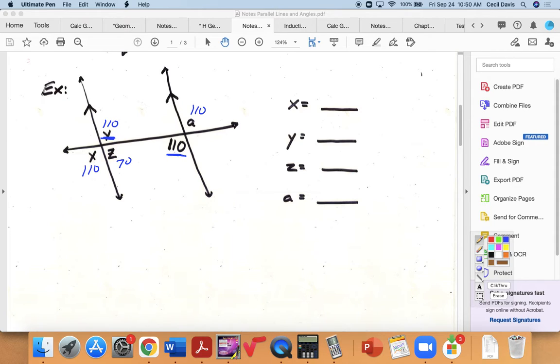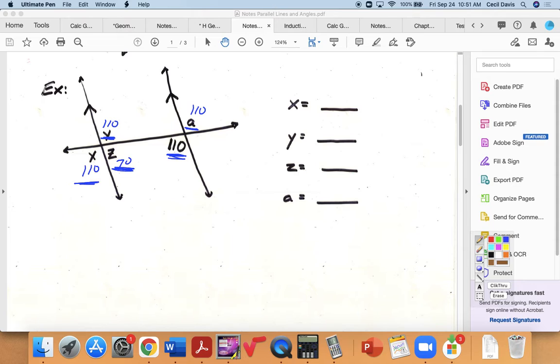Alternate interior. It turns out that when the lines are parallel, the alternate interior angles are going to be congruent. What type of angles are the x and the a? Alternate exterior. When lines are parallel, the alternate exterior angles are going to be congruent. Okay? What type of angles are this original 110 and the z?